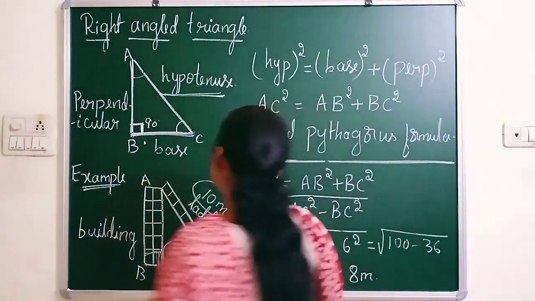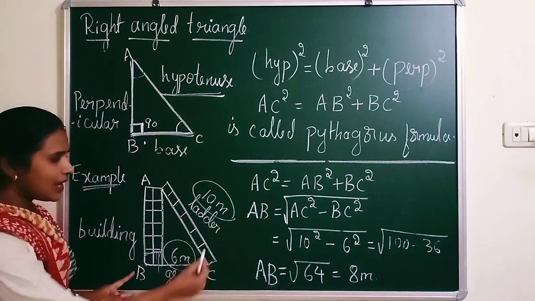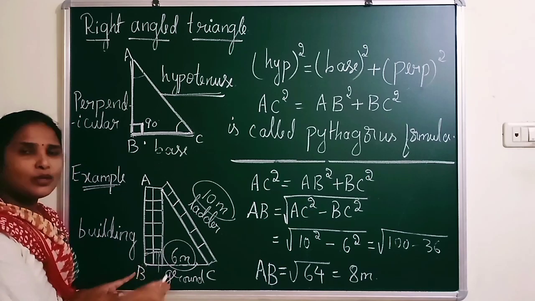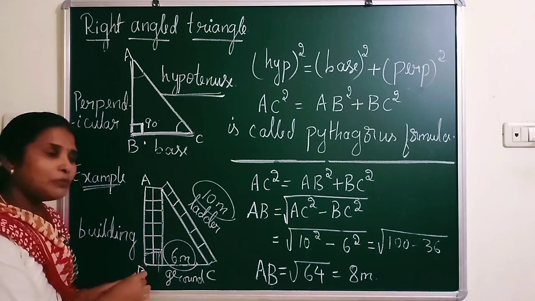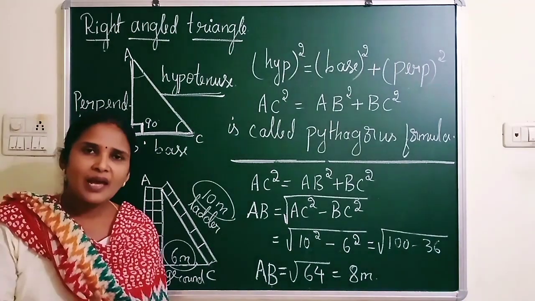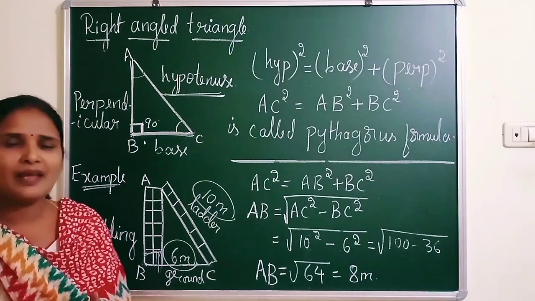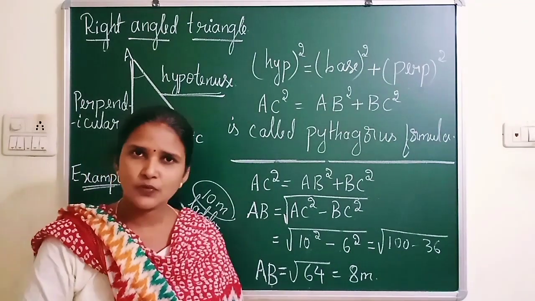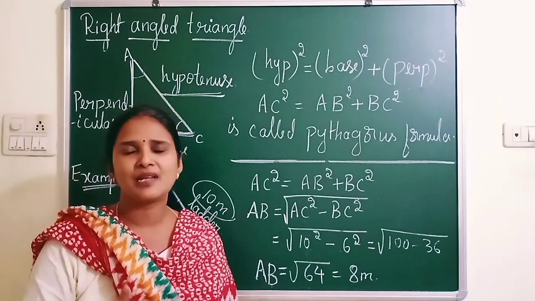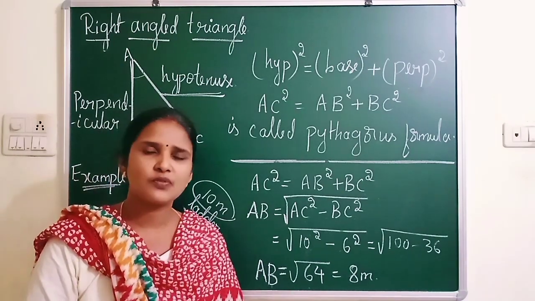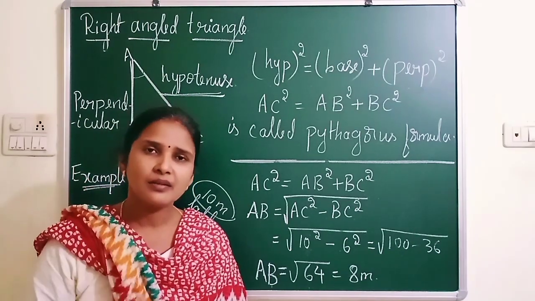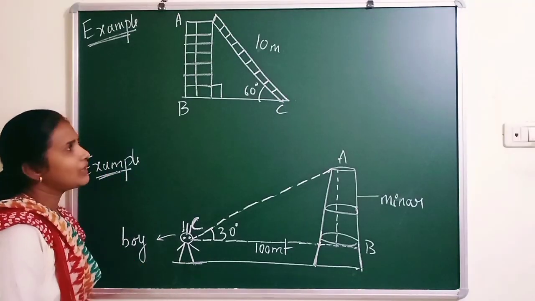So with this I can conclude that with the help of these two sides, that is the ladder length and the ground length, I could find the height of the building, which we got as 8 meters. So in this way, we can use the Pythagoras formula not only to check whether it is a right angled triangle or not, but also to solve many more live examples, finding heights and distances whenever you can see a right angled triangle. Now let us consider another example.